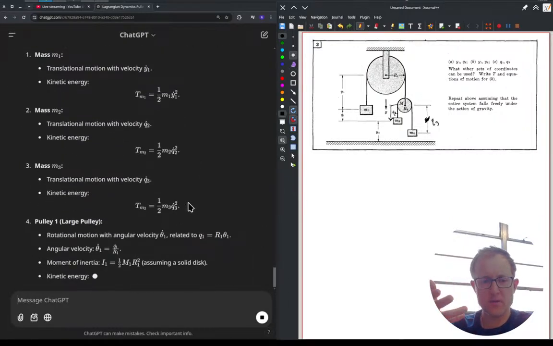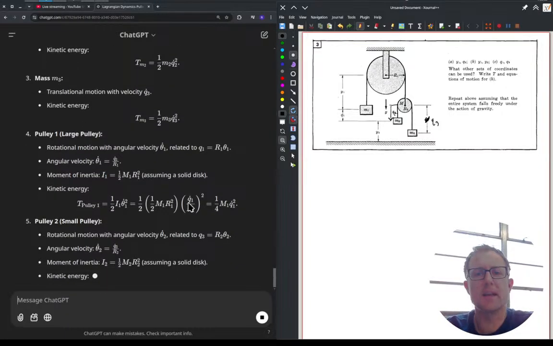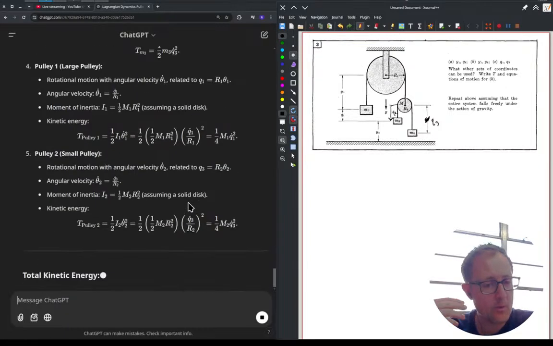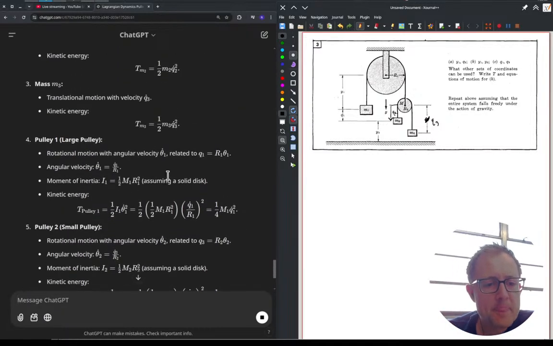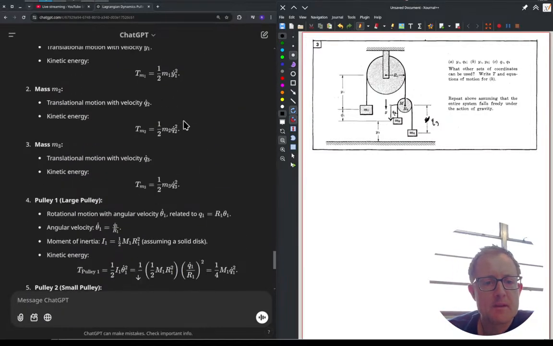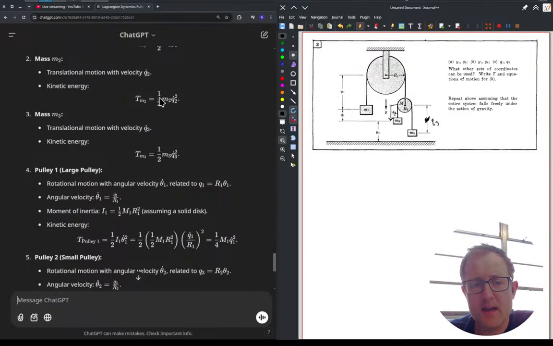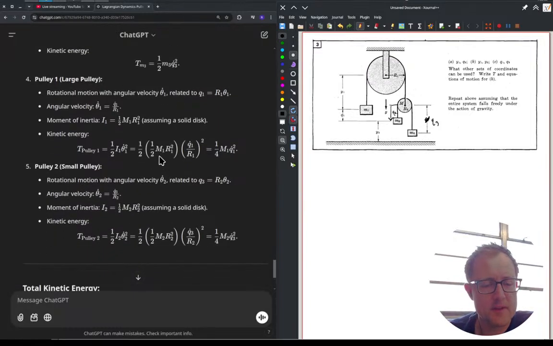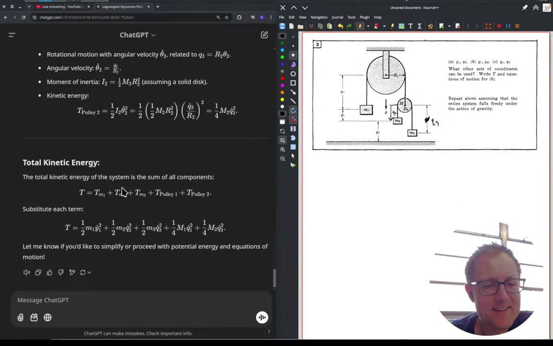Because I know that I need kinetic and potential energies, and then I can take derivatives of that. We'll see how well ChatGPT does these derivatives. So let's see. We're getting y1 dot, and then q2 dot, and then q3 dot. But these two are equal, so hopefully it's gonna connect the dots there. Q3 dot.